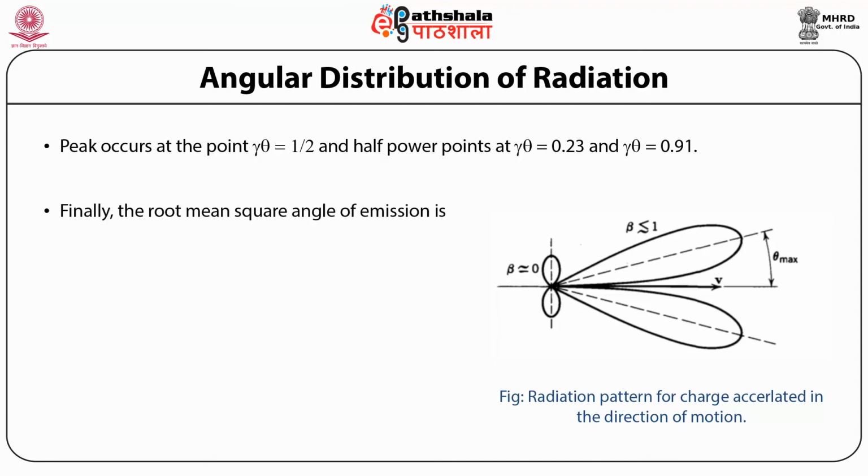So finally, the root mean square angle of emission can be obtained by integrating the above equations, and we get the time average of theta squared raised to power half equals 1 divided by gamma, which equals mc squared by E.